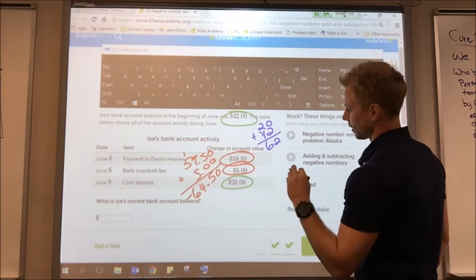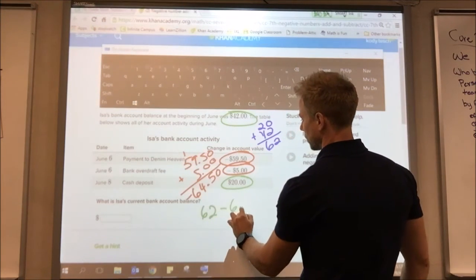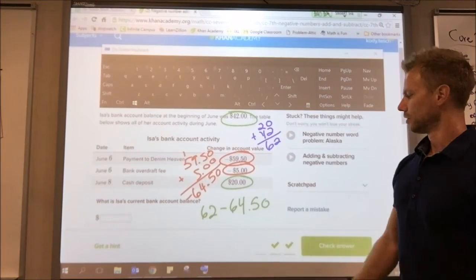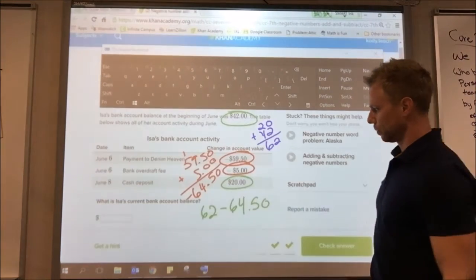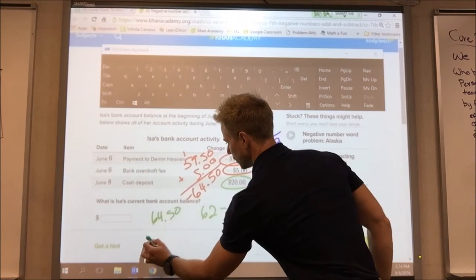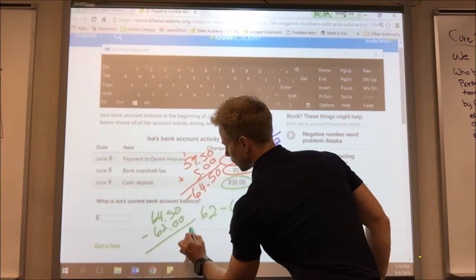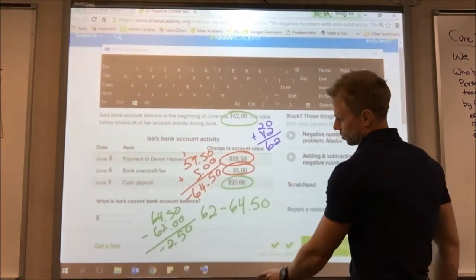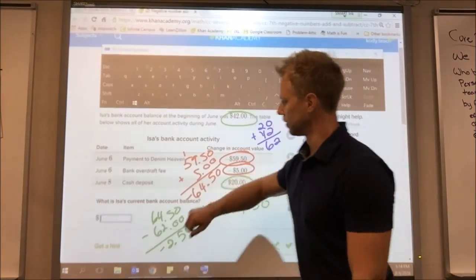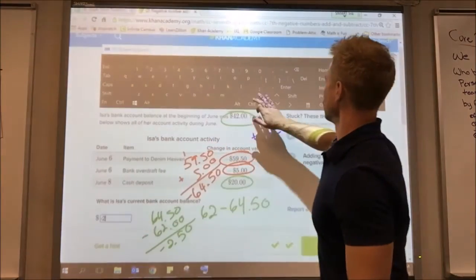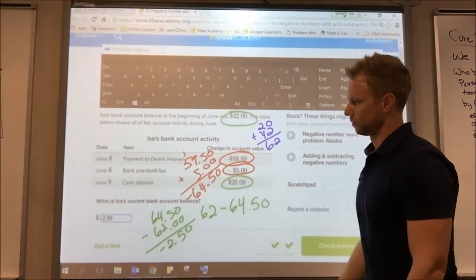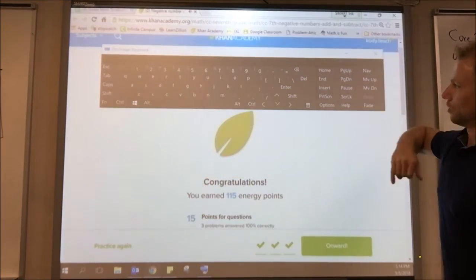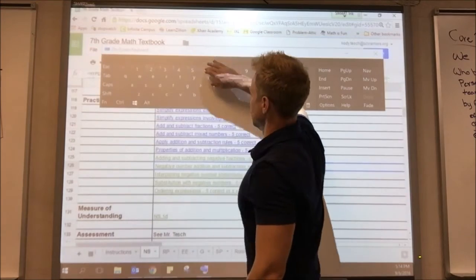And now we can subtract those. I can write 62 minus 64.50. Again, we have a positive and a negative. They're unlike, so we subtract and keep the sign of the bigger number. 64.50 minus 62 gives us 2.50. The bigger number is negative, so it's going to be a negative 2.50. So her account is also negative. I think these people need to learn how to manage their money a little bit better. Don't want to go negative. Okay? Good. Next link.